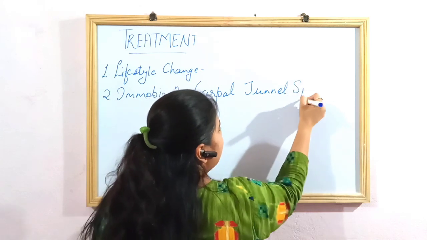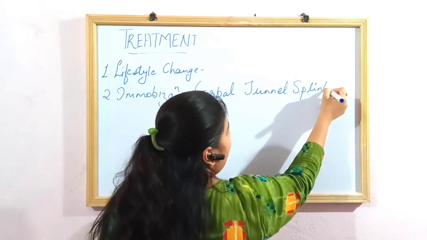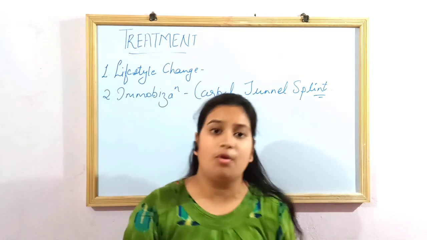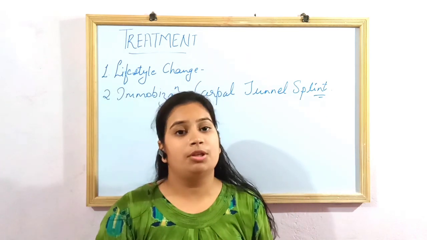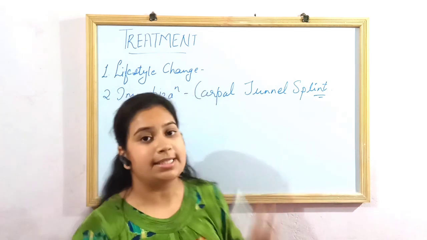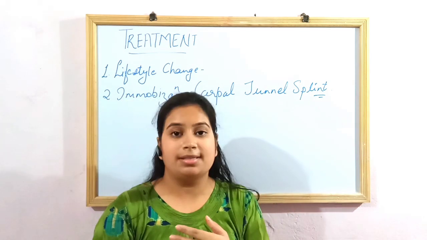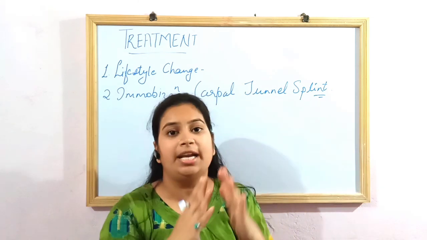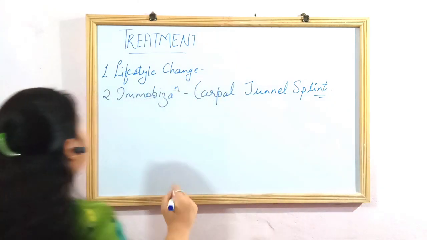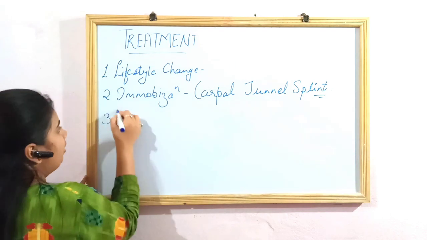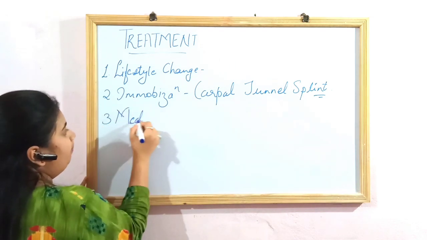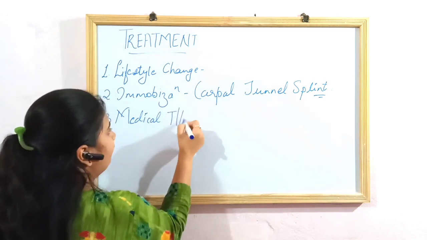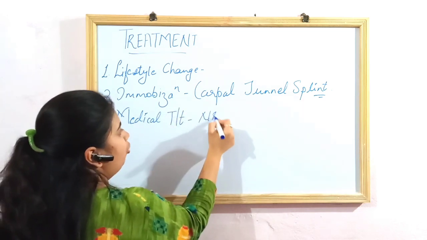Carpal tunnel splint is used very commonly to provide rest to your wrist, and you may use this splint in the night to decrease. This will help you in decreasing your symptoms of tingling and numbness. Okay. Next is medication. Medical treatment can be of your NSAIDs and steroidal shots.